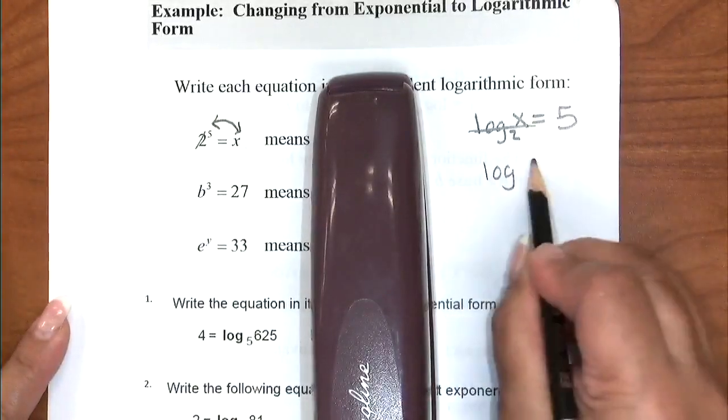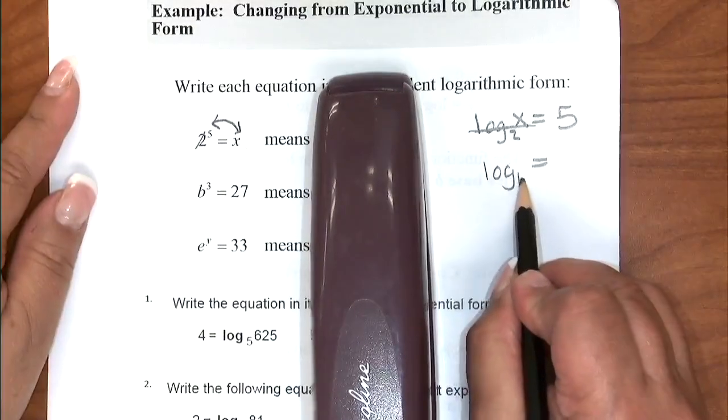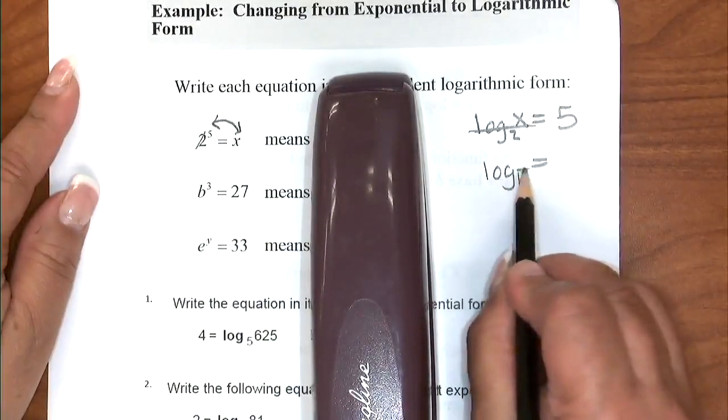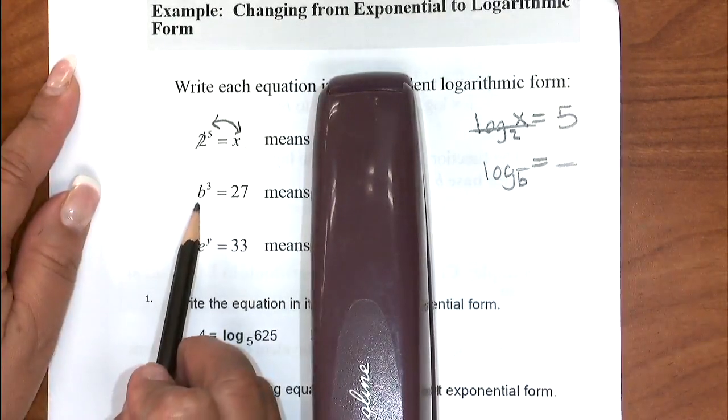Okay, let's do it again for the next one. Put log, put equal. If b is the base here, it's also going to be the base here. It's just going to hang down off of the g. So I always put that in place first. Then I need to fill in that spot right there and this spot.